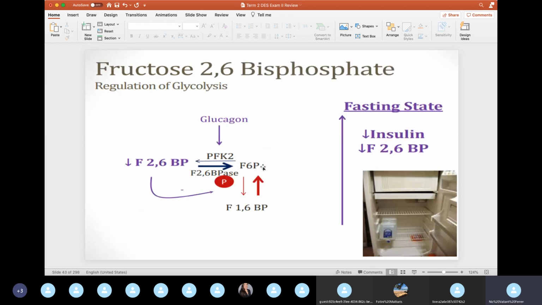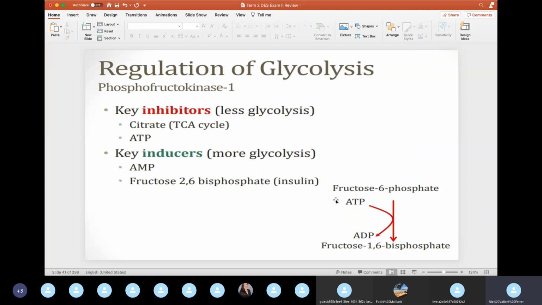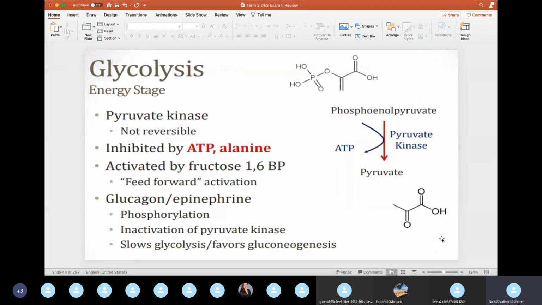Where does this come from? It comes from here. Fructose 6-phosphate to fructose 1,6-bisphosphate via your phosphofructokinase. So an increase in fructose 1,6-bisphosphate, right? An increase in your PFK activity can actually increase your pyruvate kinase activity, okay, via feed-forward activation.